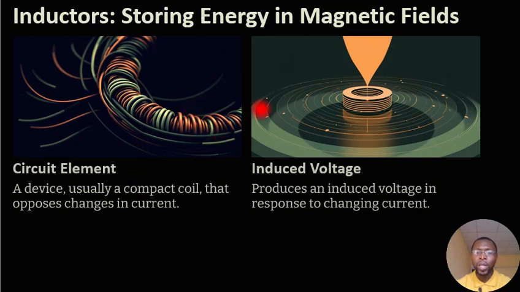And when it opposes changing current, what happens is that it induces voltage into the circuit. So it's a device that stores energy in a magnetic field. It opposes current and then induces voltage that is stored in a magnetic field. It stores its own energy in the form of a magnetic field. All right, this is the magnetic field here, and this is the inductor here. So whenever it has opposed current, it does that and then stores the energy as a magnetic field.